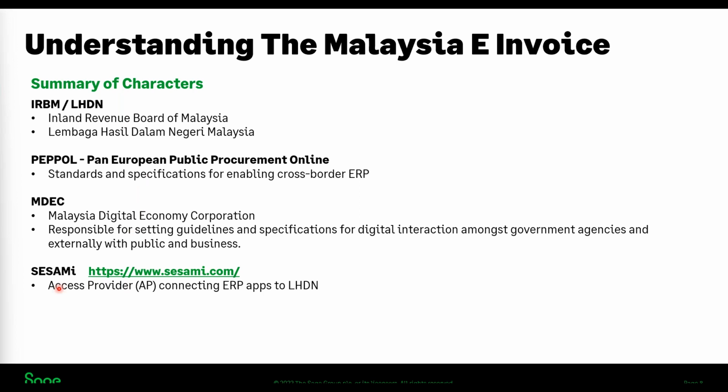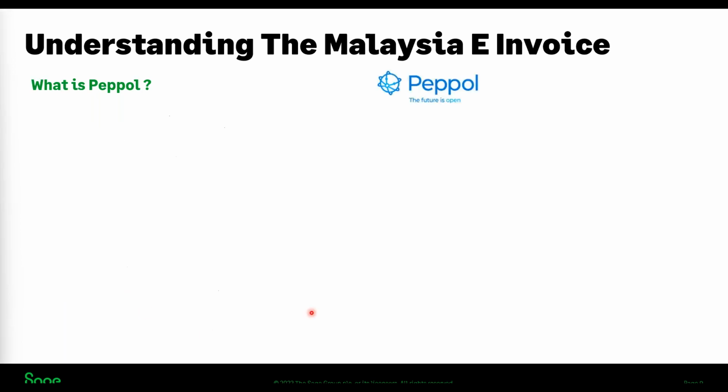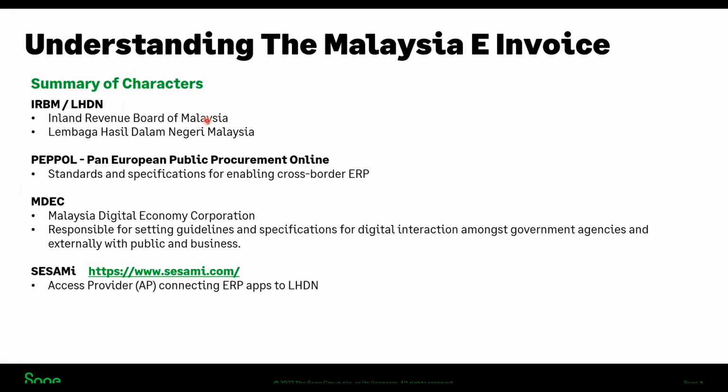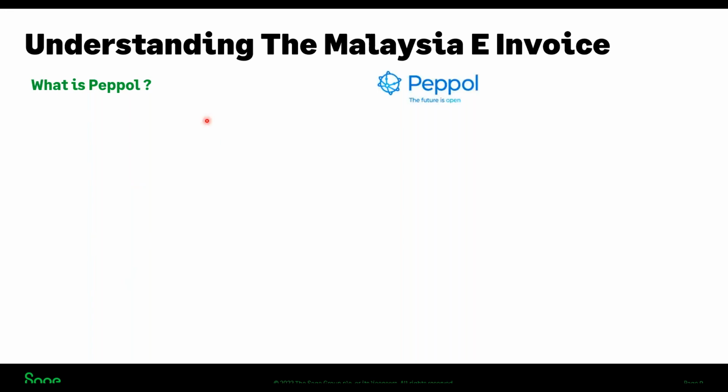And what is Sesame? Point number 4. Sesame is our access point provider. In order for you to send invoices to the PEPPOL network, of course with the help from MDEC, you need to have an access point provider that is accredited by MDEC. So that is the summary that we have explained in this slide. We will see the details from the next slide on.